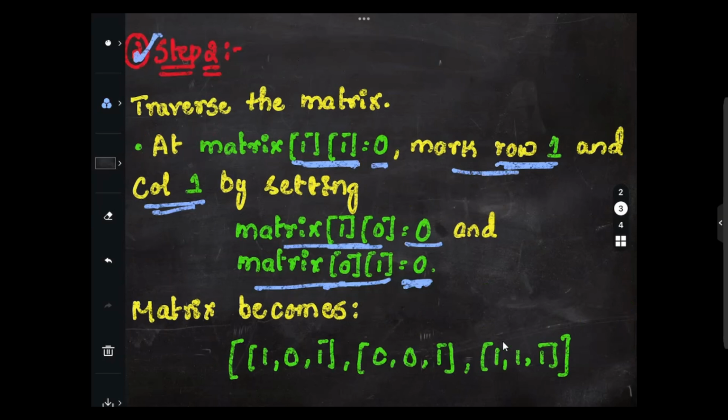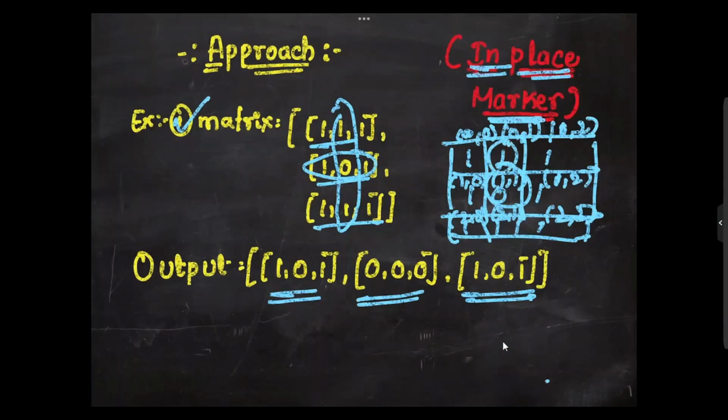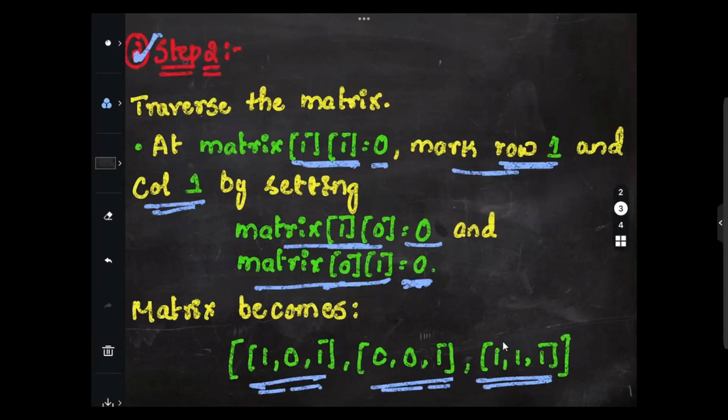That's what here at matrix 1 comma 1 is 0. We are marking row 1 and column 1 by setting matrix 1 0 and matrix 0 1 to 0. Now the matrix becomes 1 0 1, 0 0 1, 1 1 1, right? This one we will set to 0, and this one also we will set to 0, meaning 1 comma 0 and 0 comma 1 we are setting to 0 as we have 0 at 1 comma 1. That's what we are doing here. That is the reason we got 1 0 1, 0 0 1 and triple 1 here in this case.